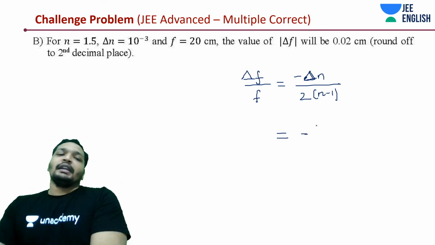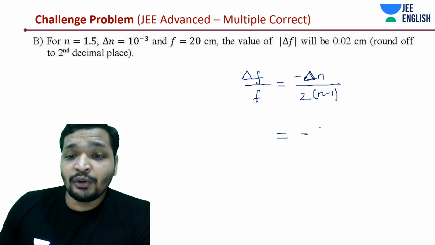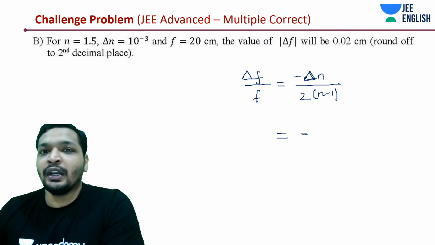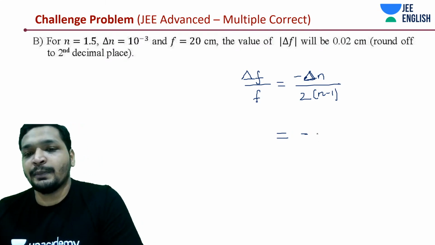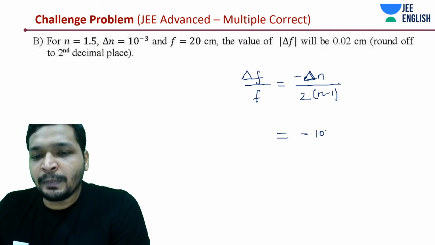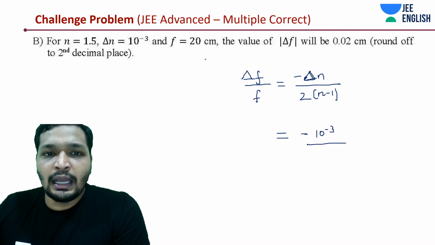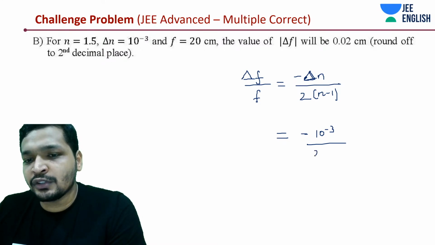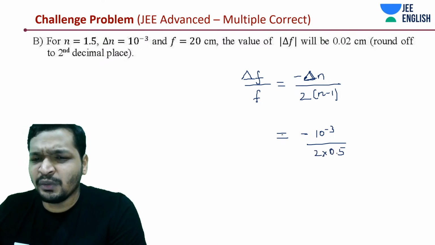Really quick, really good. This is actually an easy question. If you're doing a calculation on your own, it wouldn't take even 5 minutes, but you would have scored 4 marks. That is pretty good. And how much is delta n given to you? 10 to the power minus 3. And n is 1.5, so n minus 1 is going to be 0.5. It's 2 into 0.5, which is basically 1.